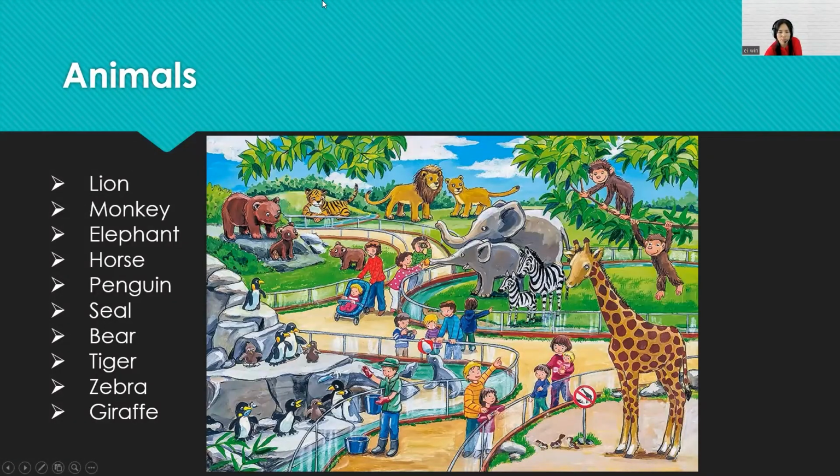I will give you the hints and please tell me. So, it is yellow color and it is dangerous for the people. What animal is it? What animal is it? Yes, lion. This one. Lion. Very good.